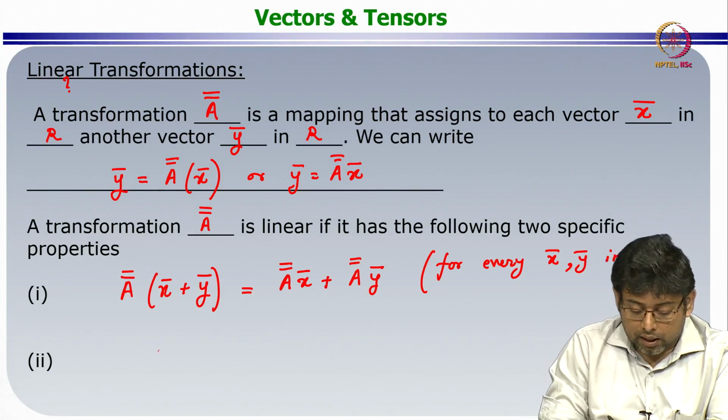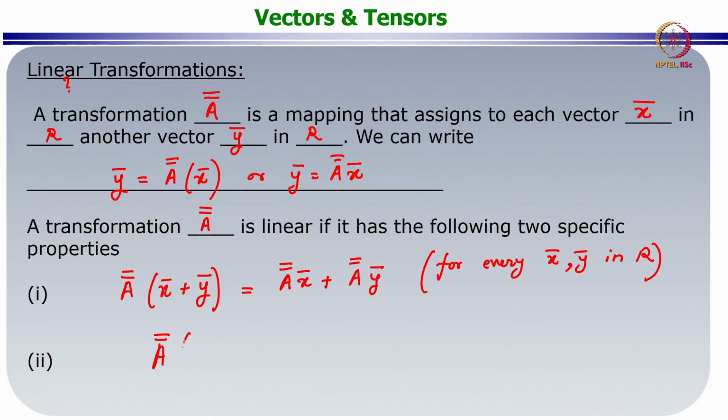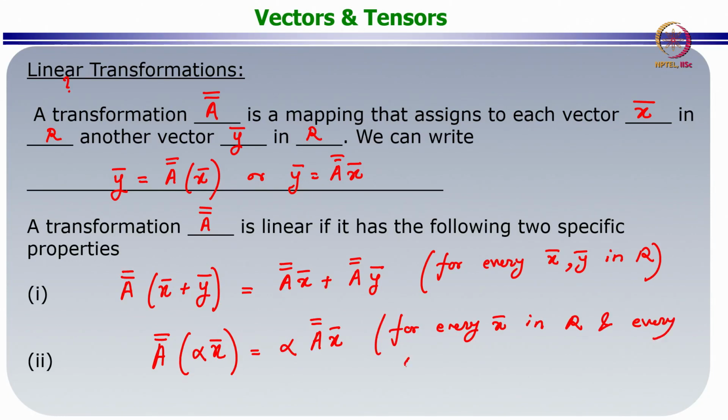And another important property is if we have a scalar multiplication of a vector. So let us say A is now acting on alpha times x bar, then this is the same as alpha multiplied on A x bar. So you apply the transformation A on x bar first, and then you multiply it with alpha, and this has to be again true for every x in R and every scalar alpha, if you want to be more specific.